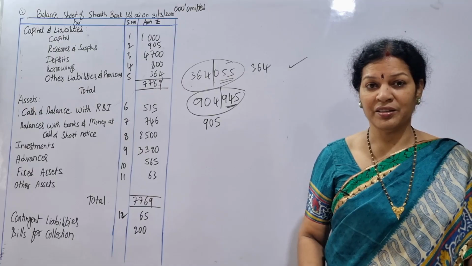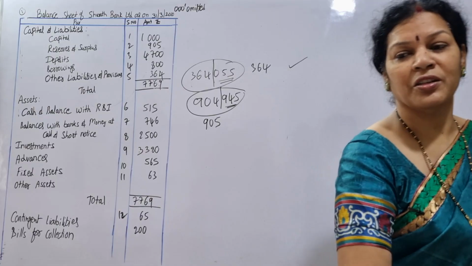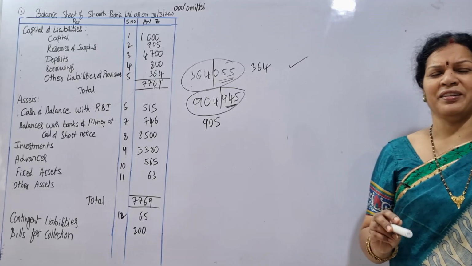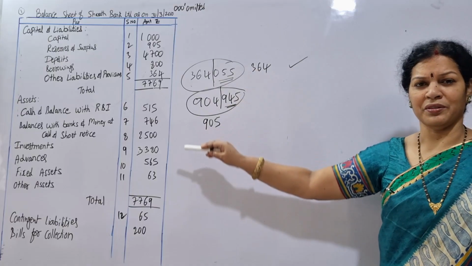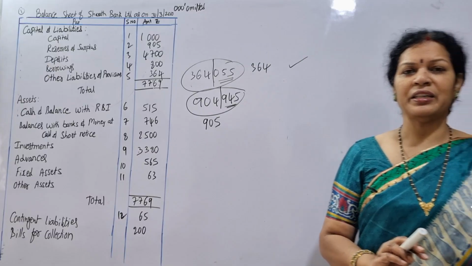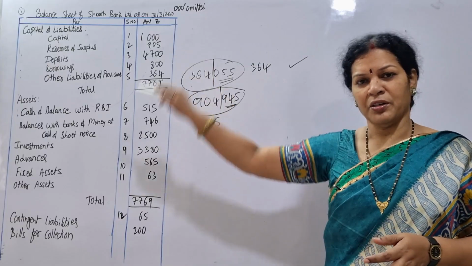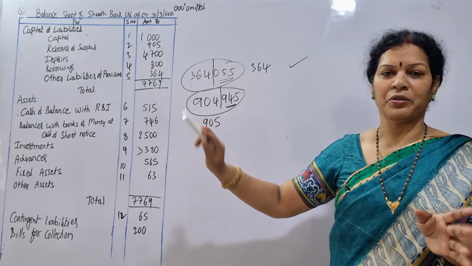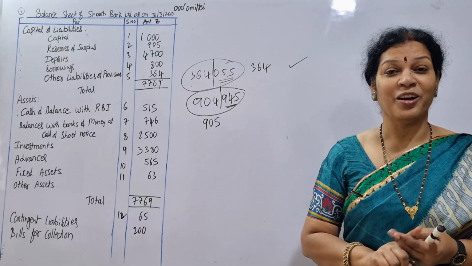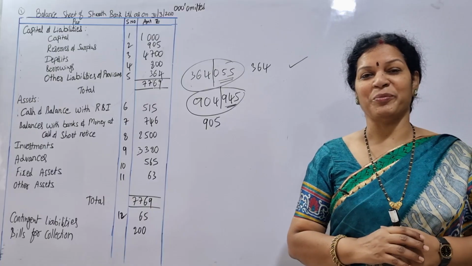So clear. One problem is given to you as homework. See it on the desktop. You can pause the video and note it down. The answer is also given. This problem is quite easy and simple. Even this kind of adjustments are not there. Simple problem. You have to identify each and every item, which schedule it comes under. Draw the format first, then post accordingly, and the answer should be the same. Balance sheet should tally. Simple. How many of you are getting it? Let me know in the comment box.